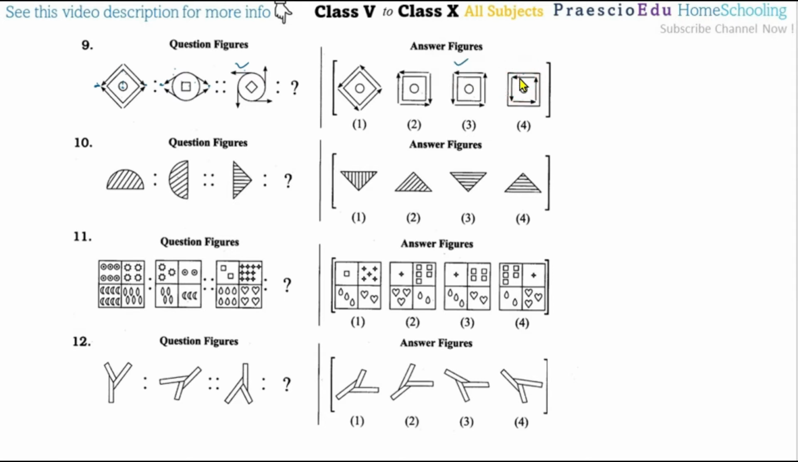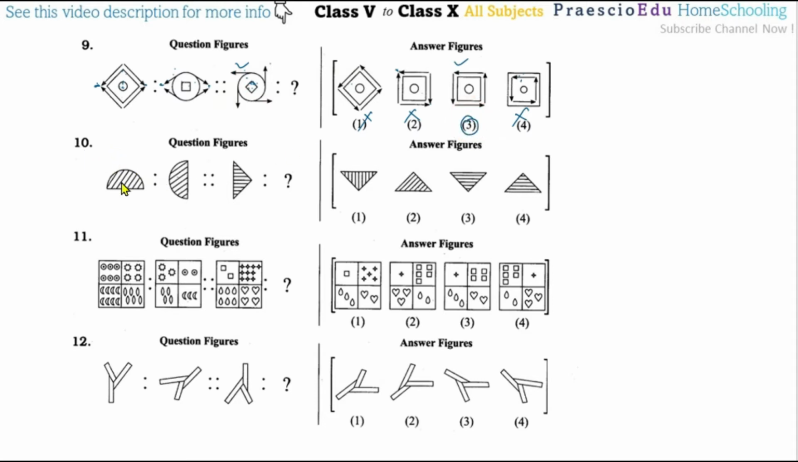Here the figure is shown inside, so this is incorrect. Here it shows one point at the center, but here different directions are shown, so option number 2 is incorrect. Now this square inside comes to the outside but has to be rotated, so option number 1 is also incorrect because it shows the same directions. So option number 3 is the correct one.